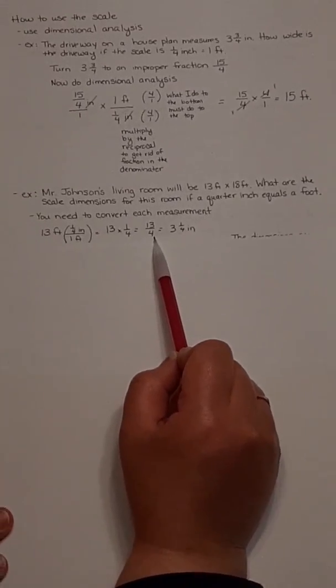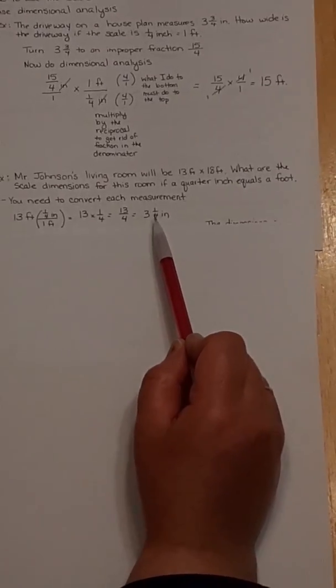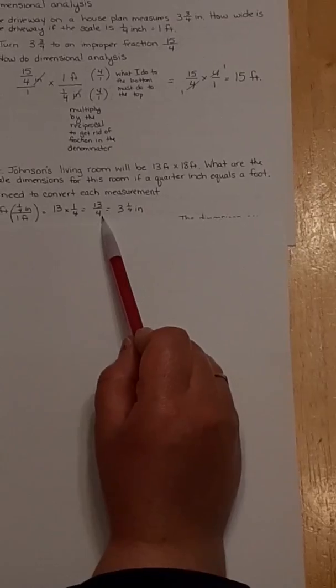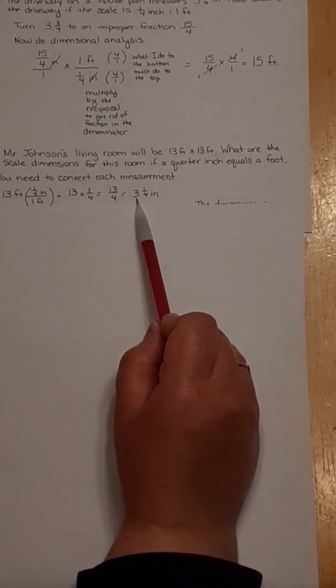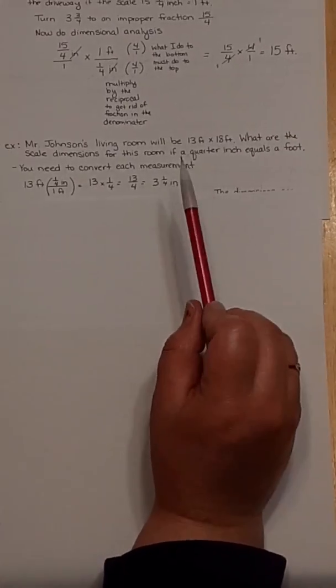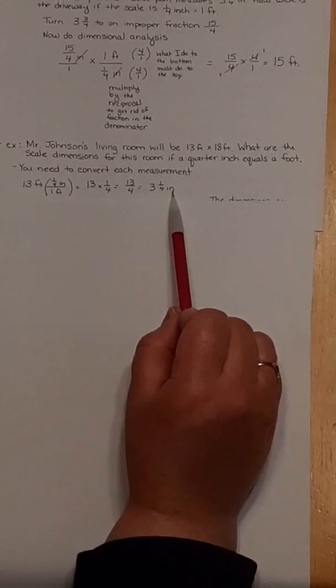Now I'm going to turn this back to a mixed number. We tend to use mixed numbers when we're building, not improper fractions. So I'm going to take 13, divide it by 4 to get my whole number. What's left over is really the fraction, sorry, for this one it is truly 1/4. So it's 3 1/4 of an inch.